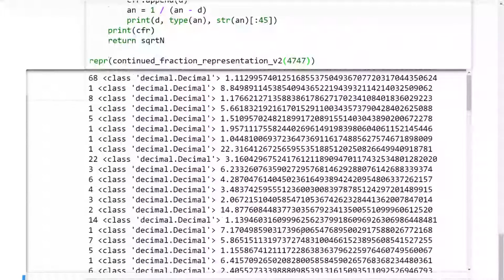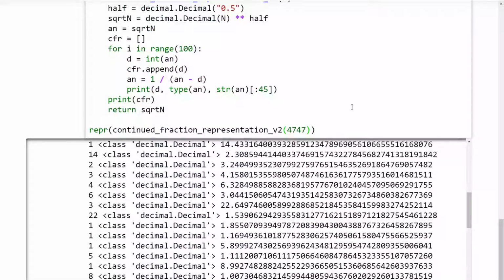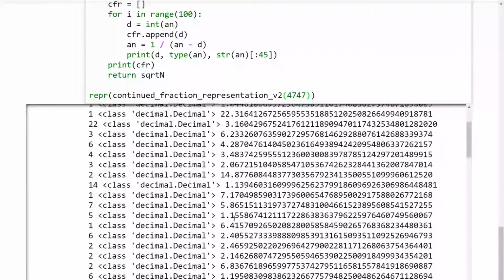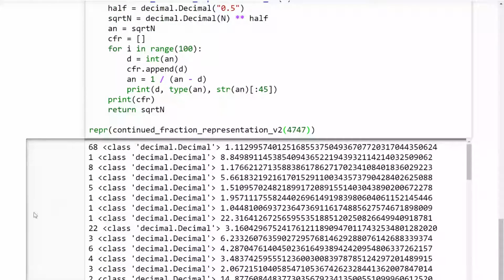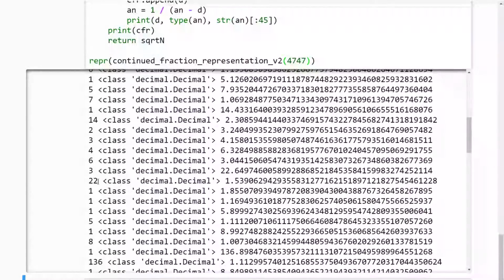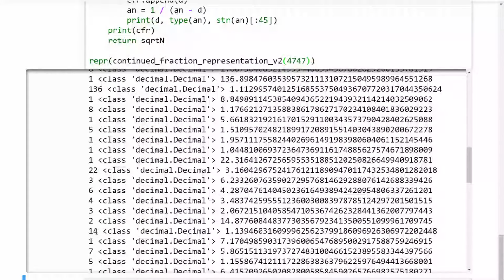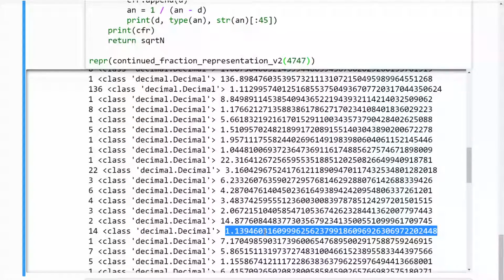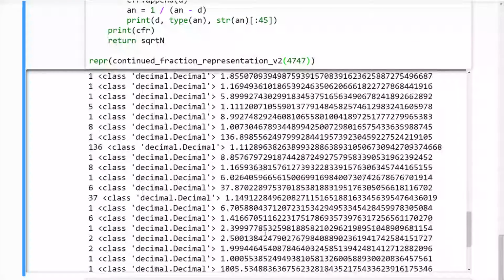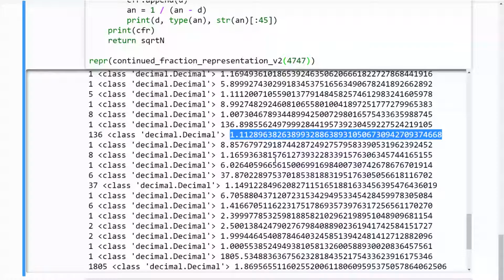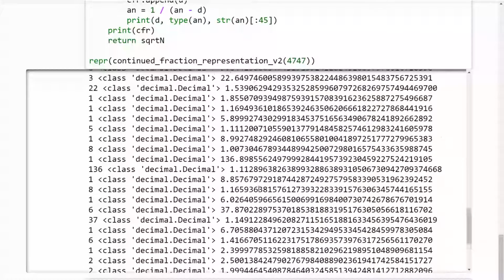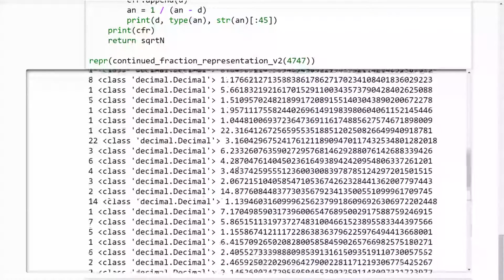136. Is that because it's breaking? Okay, so let's see what is the first thing. So we have 22, 14, 14, 22, 22, 14. So we have 136 somewhere else again. So maybe that is the period. Okay. And then there is 108,000. Let's see, wait a minute. 136.